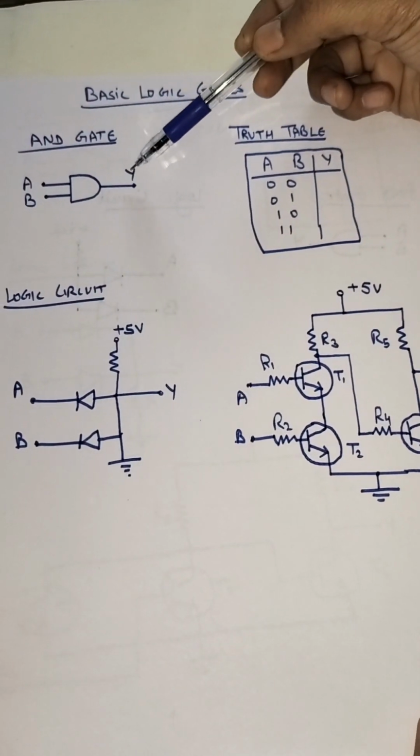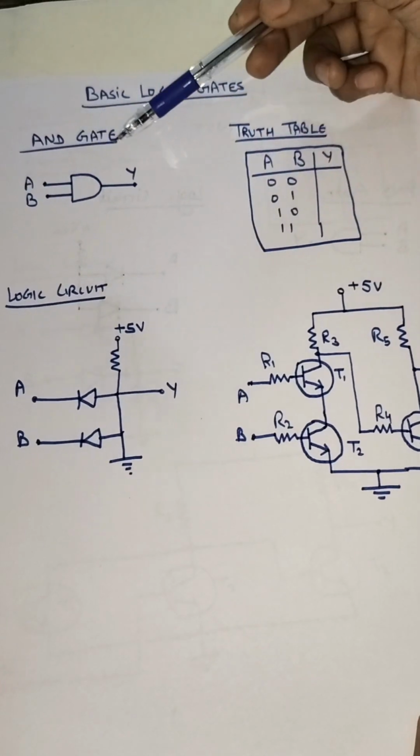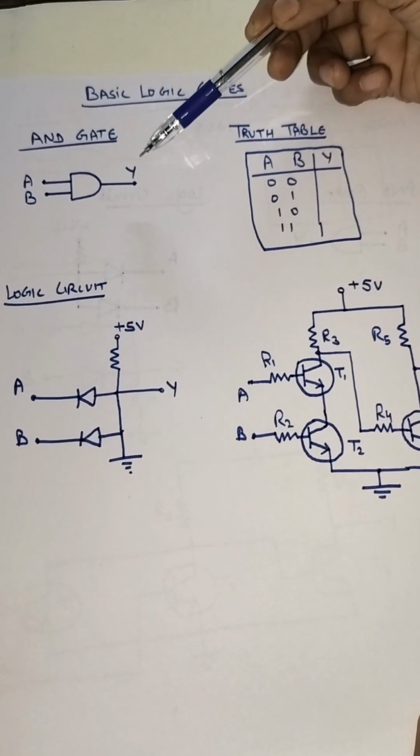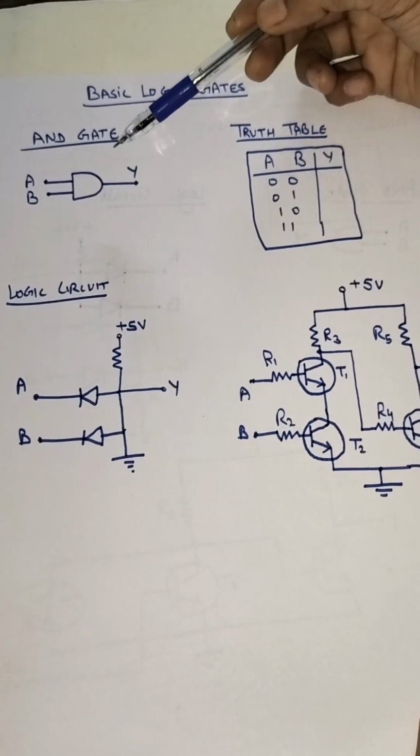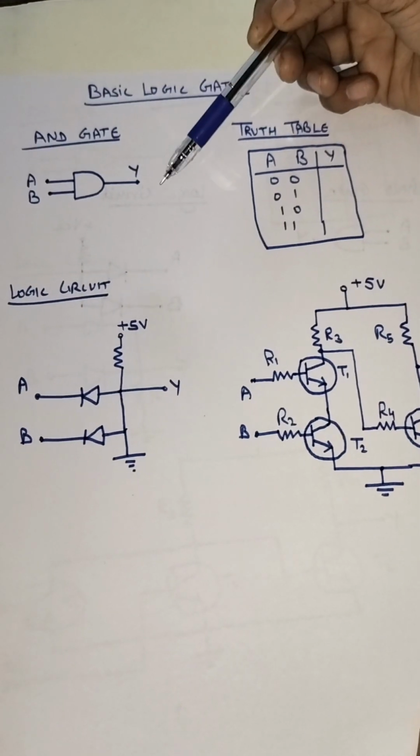So this is the symbol of AND gate. We have two inputs A and B and one output Y. We can also have multiple input AND gates. So we are having only two input AND gate for this lecture.